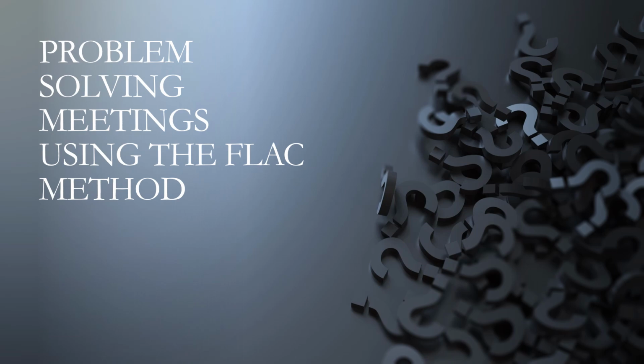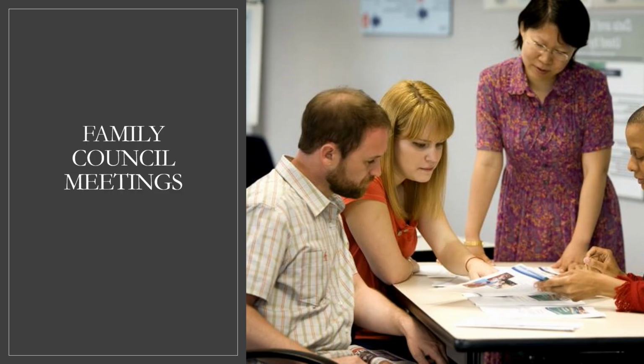We can have problem-solving meetings using the FLAC method. This type of meeting that I presented in lesson 5 uses the FLAC method in a family meeting format to solve problems owned by parents or children or shared problems. And then we can have family council meetings. This is a more formal type of meeting that operates much like a business meeting. And I'll give you a guide later on to introduce this family council meeting in your family.